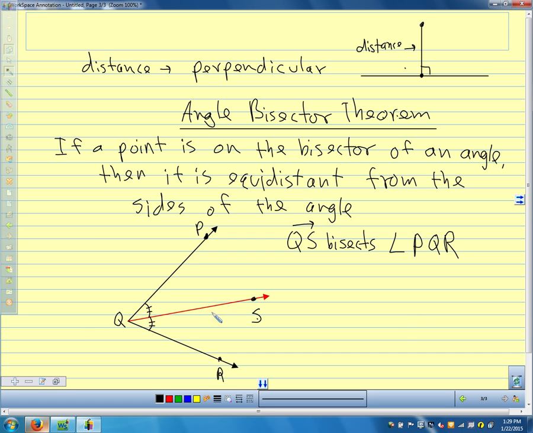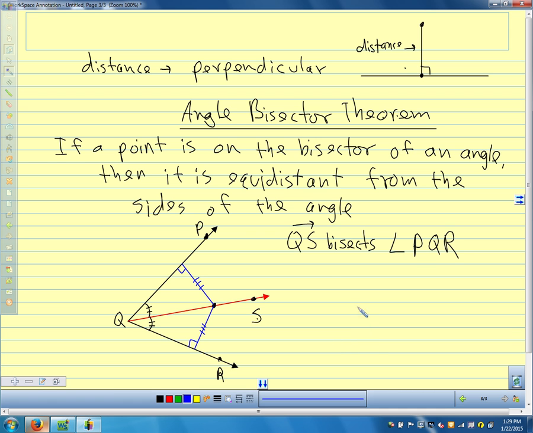So this is the bisector, and let's pick a point on the angle bisector. What this theorem tells us is that if I measure the perpendicular distance from that point to the side of the angle, and we're making that 90 degrees, and I do the same thing to the other side of the angle, and we're making that 90 degrees, we're saying those two blue segments are congruent.